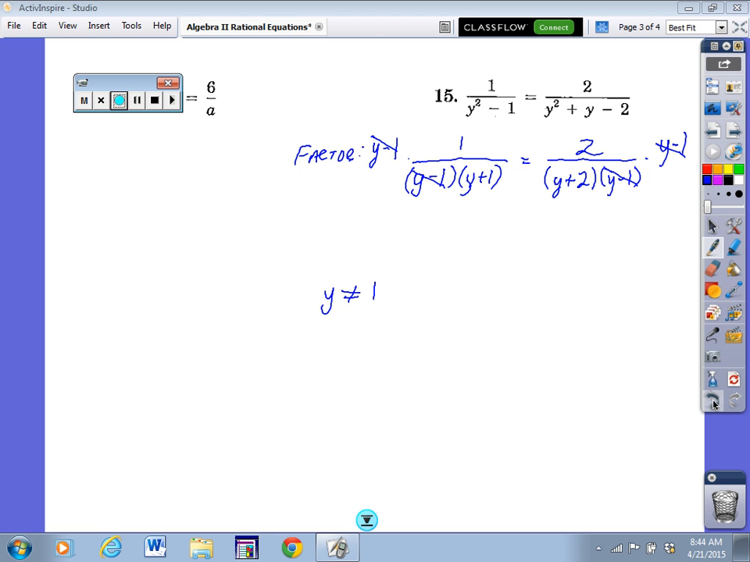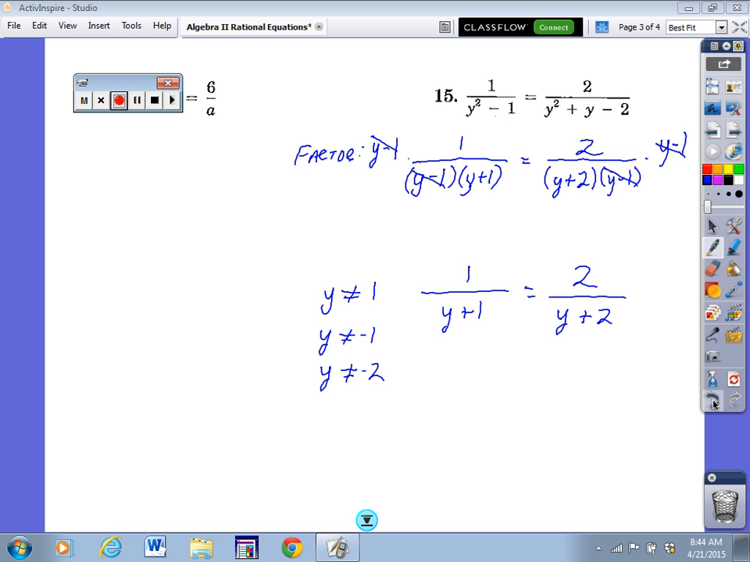Okay, so now what I have left standing is this. Y plus 1, and that's supposed to be equal to 2 over y plus 2. And now it looks like y also can't be negative 1 and it can't be negative 2. If it's either of those things, you get zeros in denominators.